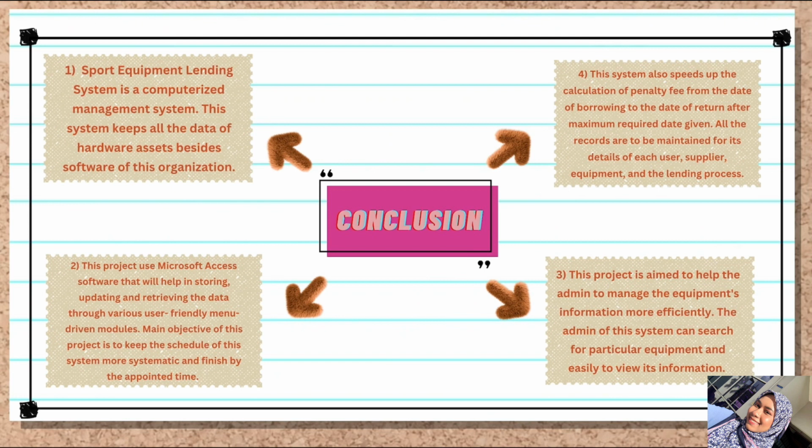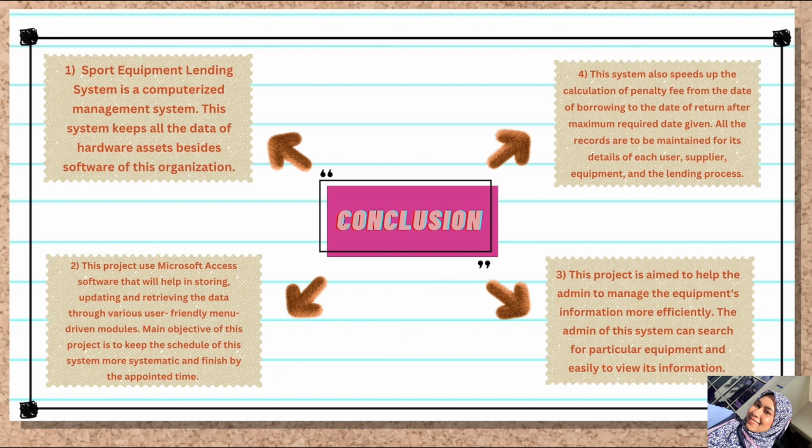The conclusion of this project is that the Sport Equipment Landing System is a computerized management system. This system keeps all the data of hardware assets besides software of this organization. The proposed system will keep track of users, suppliers, sport equipment and the process of booking the equipment. Next, this project uses Microsoft Access software that will help in storing, updating and retrieving the data through various user-friendly menu-driven modules. The main objective of this project is to keep the schedule of this system more systematic and finished by the appointed time. Besides, this project is aimed to help the admin manage the equipment's information more efficiently.